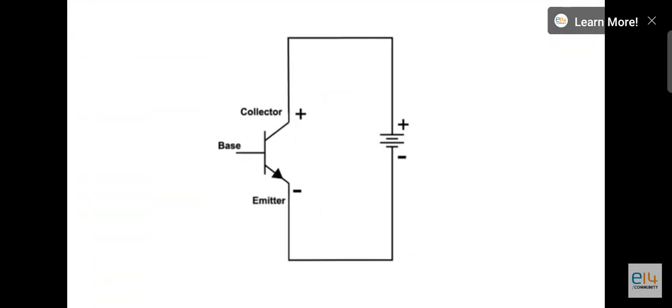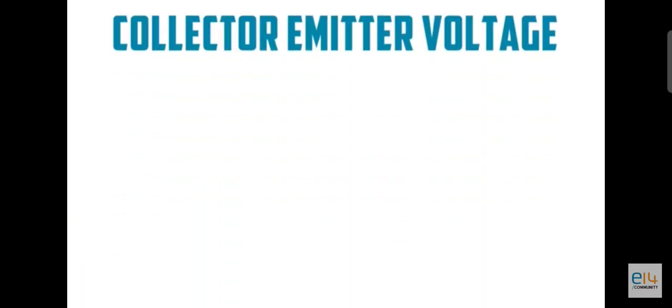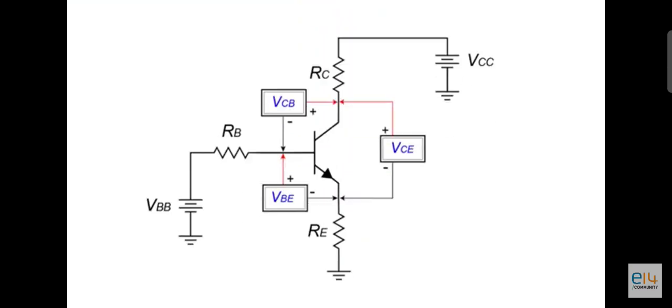Let's look at an example. We'll start with an NPN transistor. With an NPN transistor, we normally bias the device so that the collector voltage is positive with respect to the emitter. The voltage across these two points is referred to as the collector-emitter voltage, or VCE. We would then connect the base to be positive with respect to the emitter. This voltage is referred to as the base-emitter voltage, or VBE.